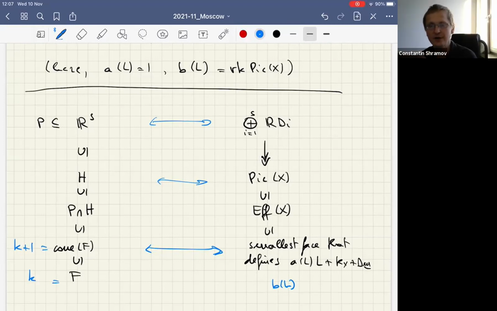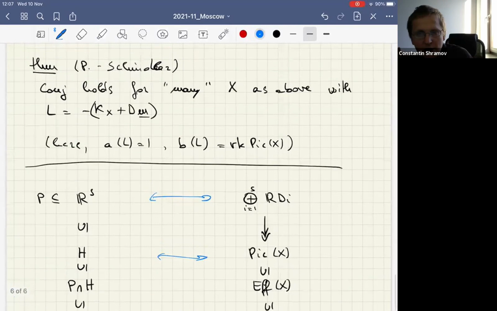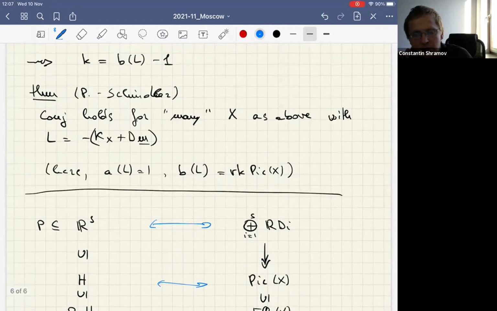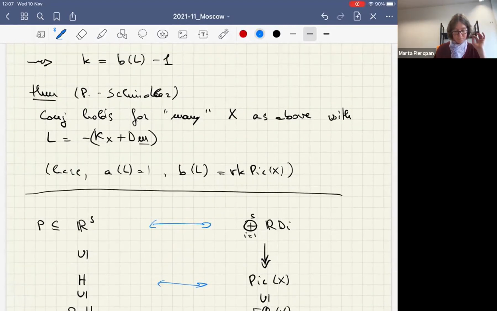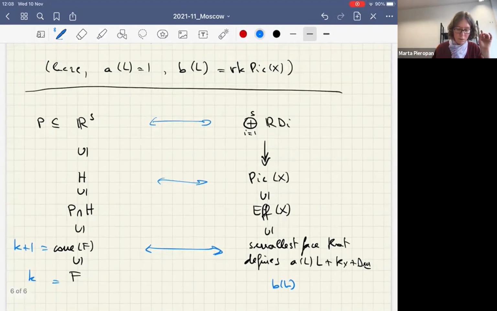Very good. And another question. So can you give more details about this? What kind of technical conditions do you need for a variety? Just maybe a rough idea of what kind of conditions. Yeah. So one condition that I need is that this face in here is not contained in any coordinate hyperplane.